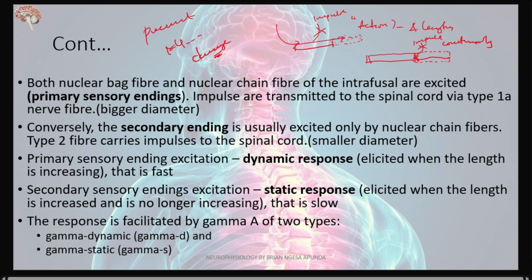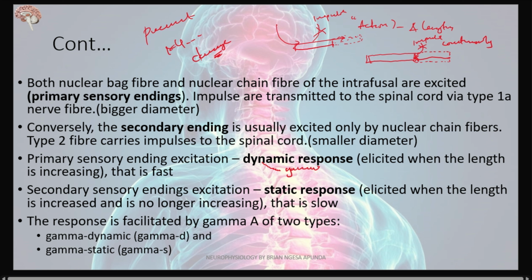We have the dynamic and the static response. The dynamic response is only elicited when we are changing, or maybe when the length is increasing. If it stops, we'll stop the generation. All of these are very important, and these responses will be executed by the motor wing of the gamma. So the gamma dynamic neuron, and for this one, gamma static neuron.